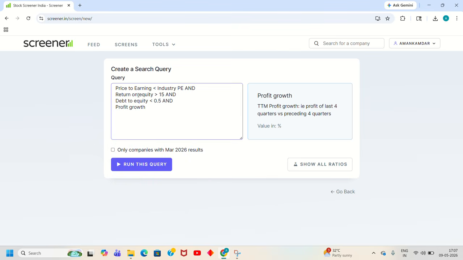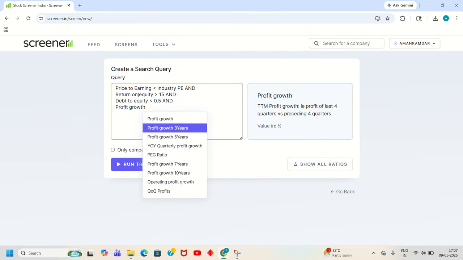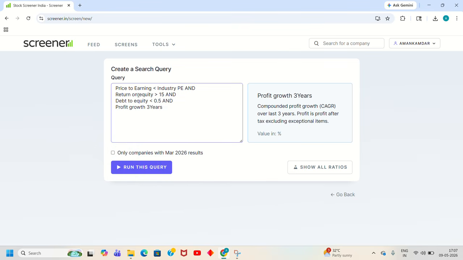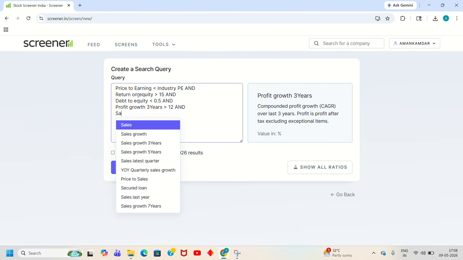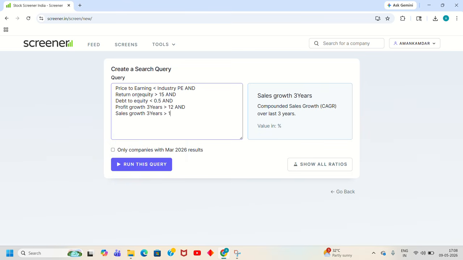profit growth, let's say profit growth has we are taking a minimum benchmark of 3 years, so profit growth has to be minimum of 12%. Similarly, sales growth also we will be taking 3 years, sales growth has to be a same 12%.